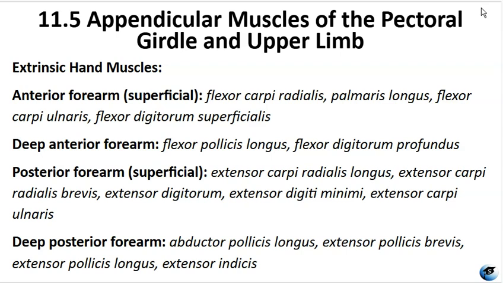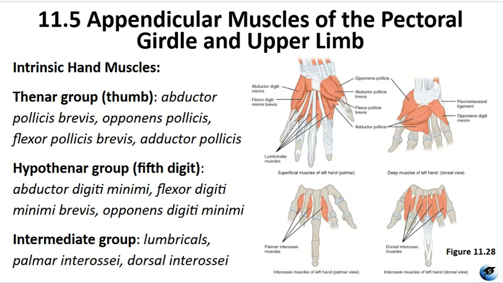as well. On the posterior side, muscles like the extensor carpi radialis longus and brevis, extensor digitorum, extensor digiti minimi, and extensor carpi ulnaris extend the wrist and fingers. Deep posterior muscles such as the abductor pollicis longus, extensor pollicis brevis and longus, and extensor indicis assist with thumb and finger extension. Precision finger movements are controlled by intrinsic hand muscles, which both originate and insert within the hand.